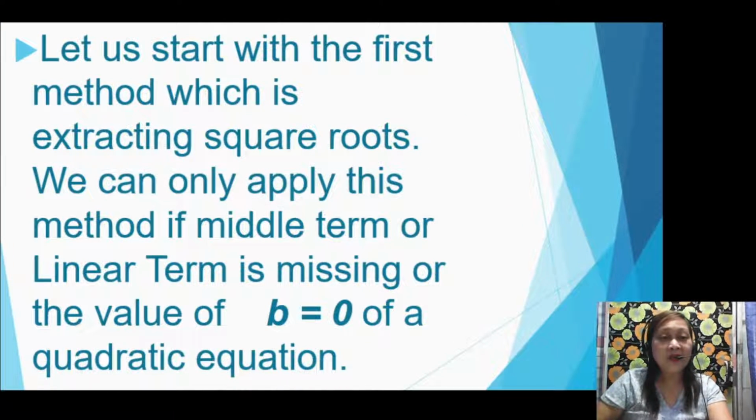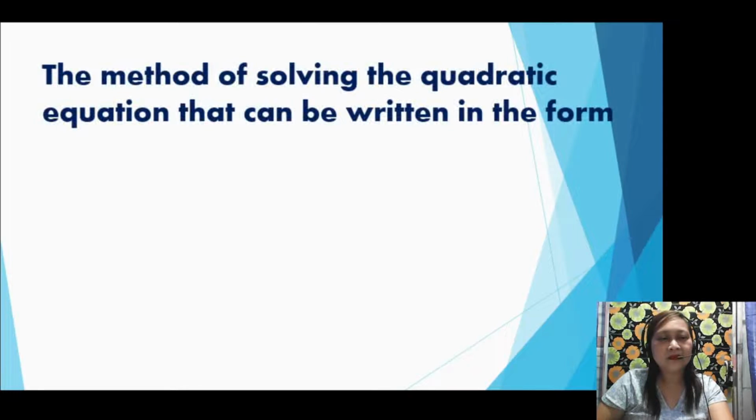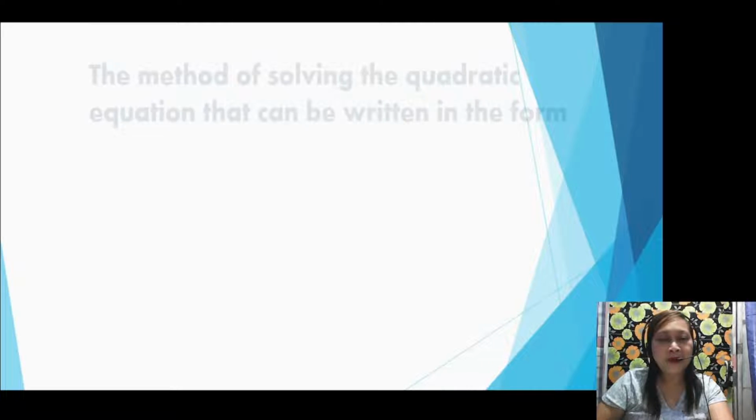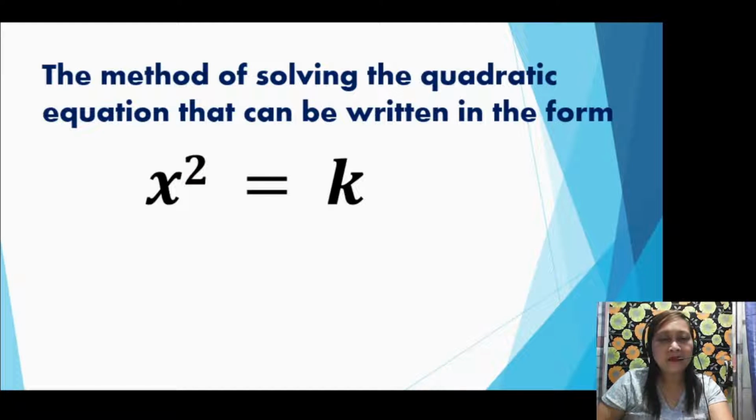Now, let us start with the first method, which is extracting square roots. We can only apply this method if the middle term or the linear term is missing, or the value of b is equal to 0 in a quadratic equation. It is a method of solving a quadratic equation that can be written in the form x squared is equal to k.